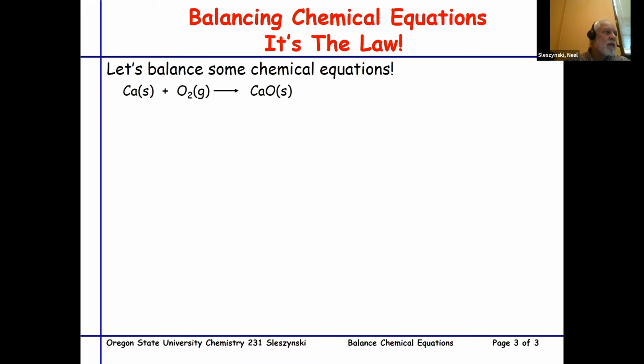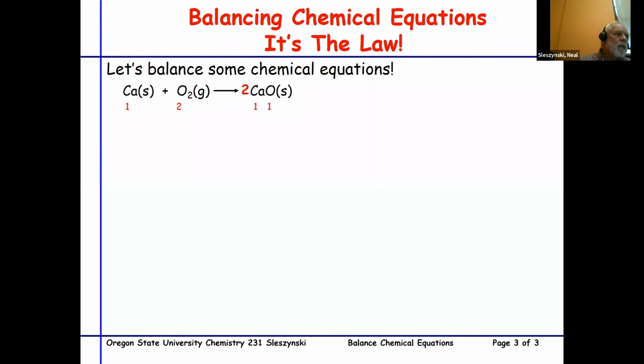Let's first look at the reaction between solid calcium and gaseous oxygen to form calcium oxide. To balance this chemical equation, we're going to have to count up each individual element's atoms on both sides of the equation and make sure that the numbers agree with each other. Clearly, we're starting out with one calcium atom and two oxygen atoms as reactants. Our product has one calcium atom, we're certainly okay there, but only one oxygen atom. Our chemical equation is not balanced. We have two atoms of oxygen on one side. We have one atom of oxygen on the other.